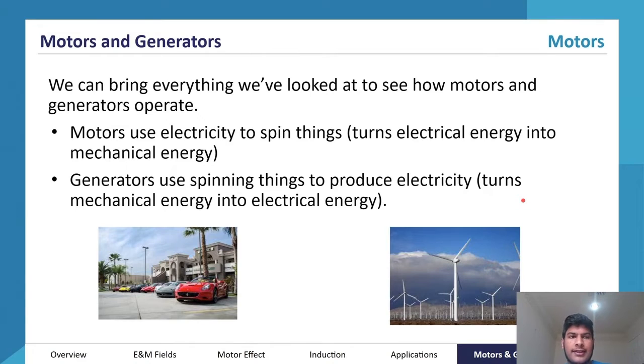So I want to jump into the next topic. Continuing on with electromagnetism, we've got motors and generators. We can bring everything we've looked at to see how motors and generators operate. And motors and generators are everywhere.